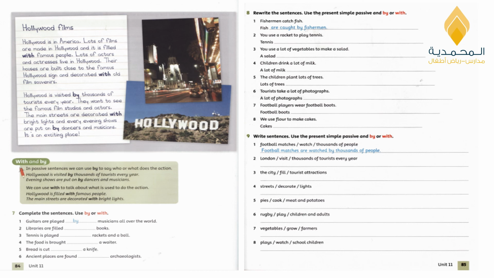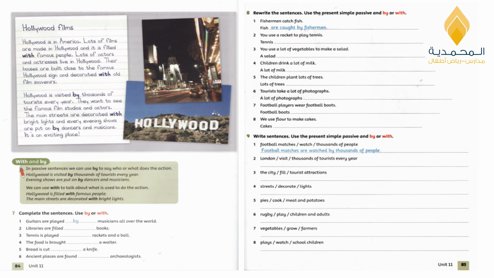In order to understand more, we are going to complete the sentences using by or with. Number 1. Guitars are played by musicians all over the world. Excellent. Number 2. Libraries are filled with books. Excellent. Number 3. Tennis is played with rackets and a ball, or by rackets and a ball? Of course, with. Number 4. The food is brought by a waiter. Excellent. By a waiter.